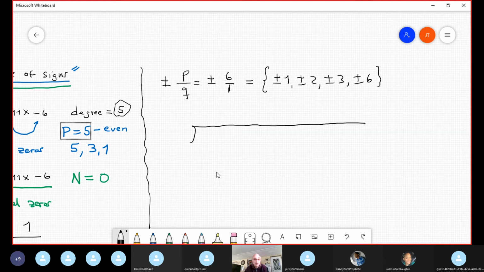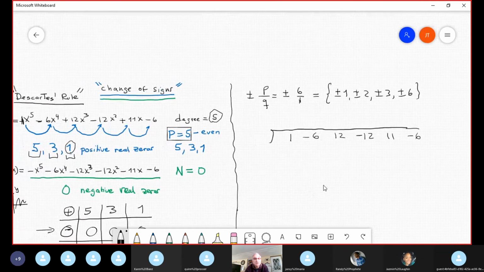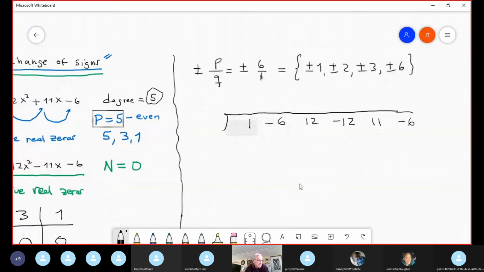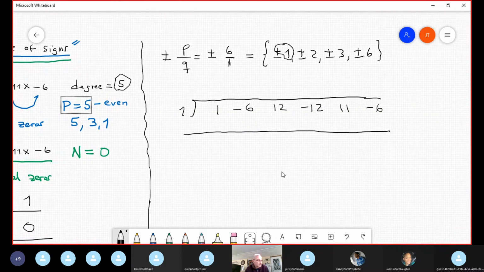Remember, our polynomial is 1, negative 6, 12, negative 12, 11, negative 6. Let me check just in case. Yes: 1, negative 6, positive 12, negative 12, positive 11, and negative 6. So I select, I don't know why, positive 1. Okay, let me try to do my best. Synthetic division one more time.